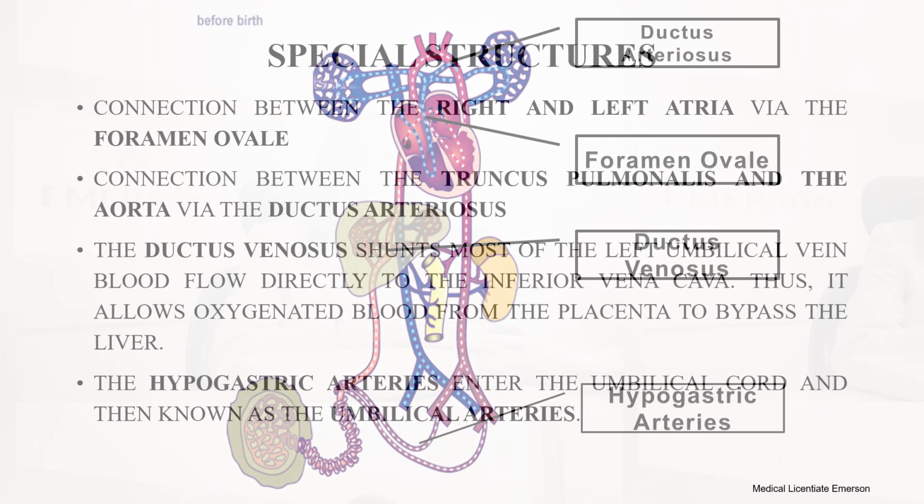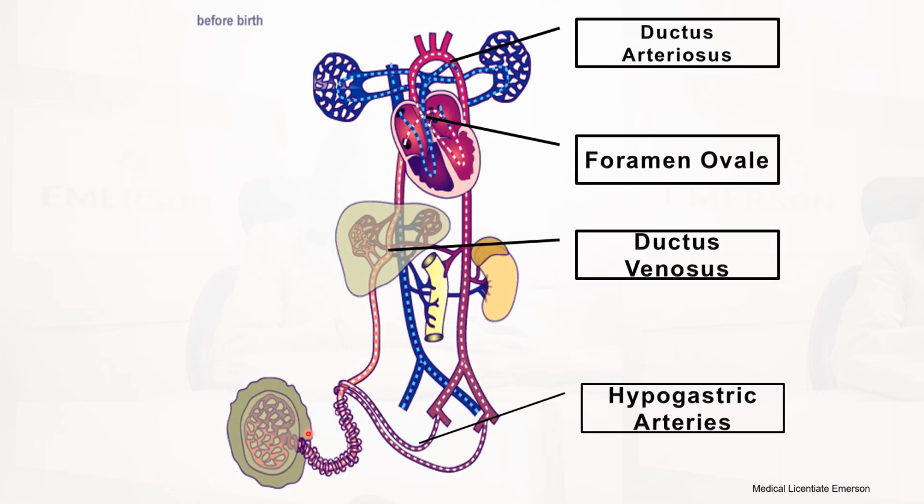Okay, this is what we are talking about. How the placenta makes the hypogastric arteries, then they become the fetal arteries. Then, of course, they are going to take blood. Okay, so this is the ductus arteriosus, which is a connection between the two blood vessels here. Then you have the foramen ovale, which is a connection between the two atria. Then you have the ductus venosus here. Okay, then you have the hypogastric arteries.